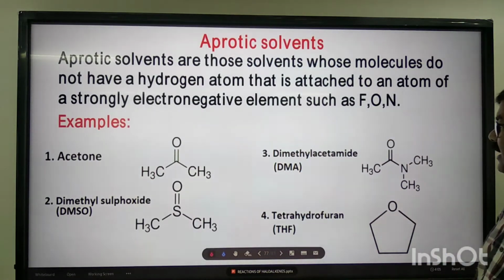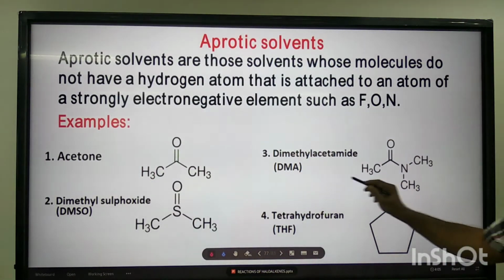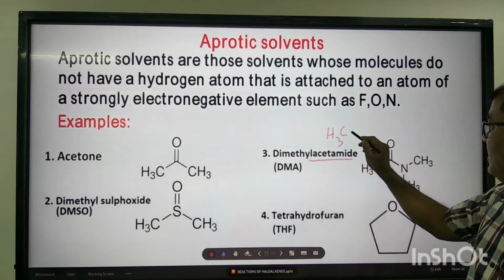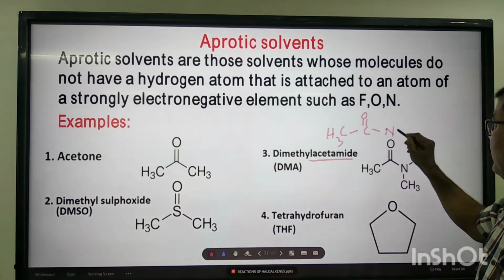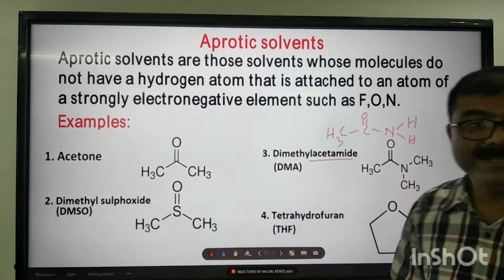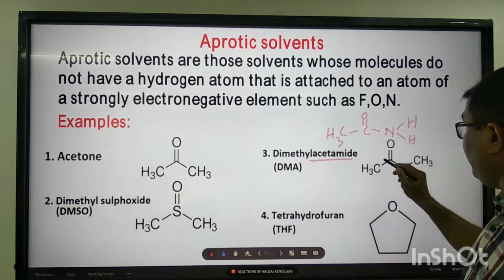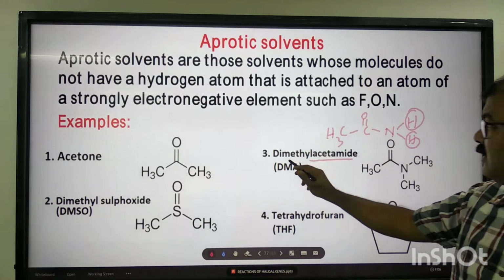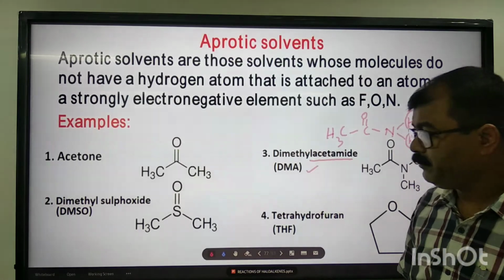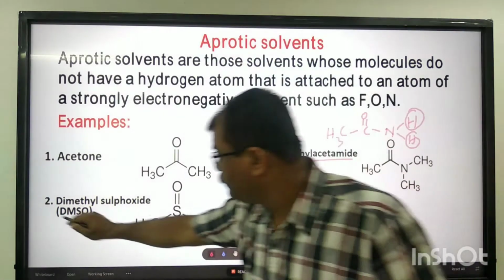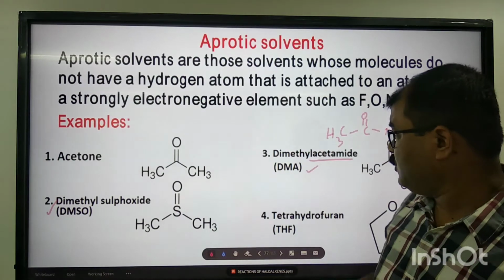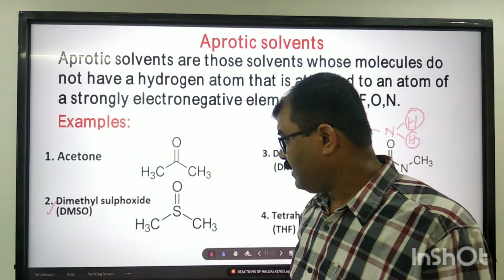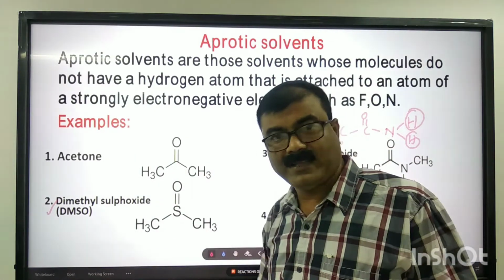Similarly, dimethyl acetamide. What is acetamide? Acetamide is CH3CONH2. This is the amide. And in this acetamide, these two hydrogens are replaced by two methyl groups. That is why it is dimethyl acetamide, DMA. Another example, dimethyl sulfoxide. In short form, it is written DMSO. Here, instead of carbon, sulfur is there, with two methyl groups. So this is dimethyl sulfoxide.